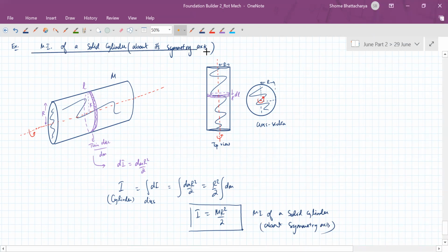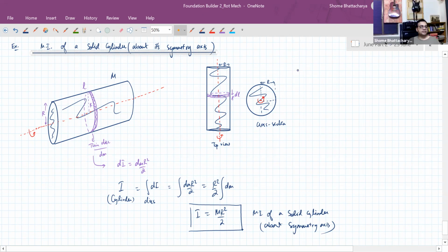Sir, what you said about the independency of that? It's independent of the length. No? See, it does not depend on the length. It depends on radius and mass only. Okay, sir, got it.